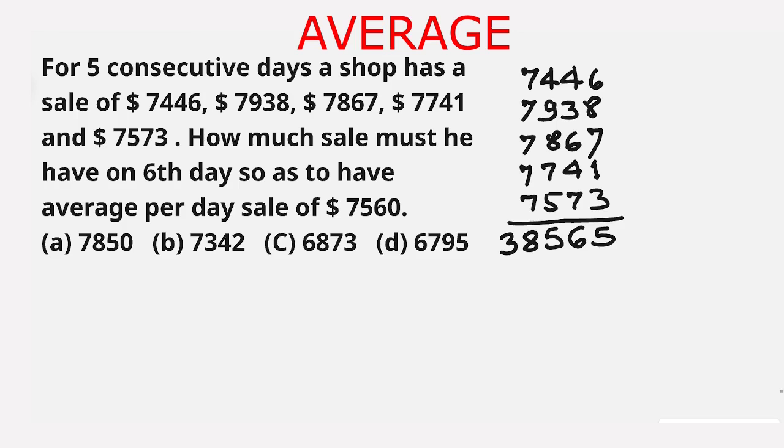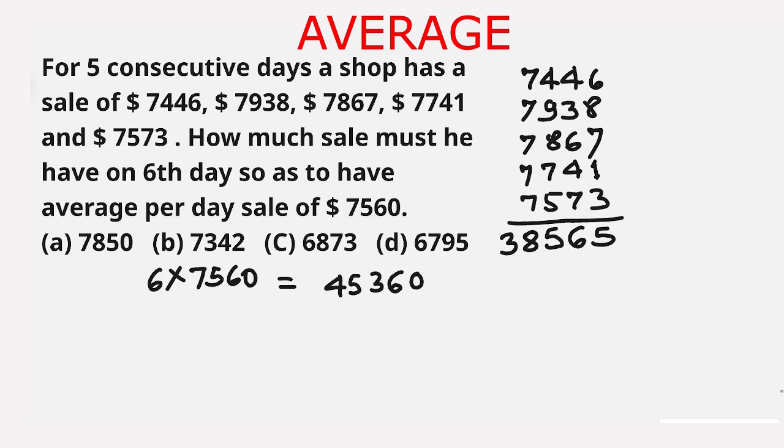The average for which is given to us is 7,560. So 6 multiplied by 7,560. 6 times 0 is 0. 6 times 6 is 36. We write 6 and carry 3. 6 times 5 is 30, plus 3 is 33. We write 3 and carry 3. 7 times 6 is 42, plus 3 is 45. So the sale required for 6 days is 45,360.